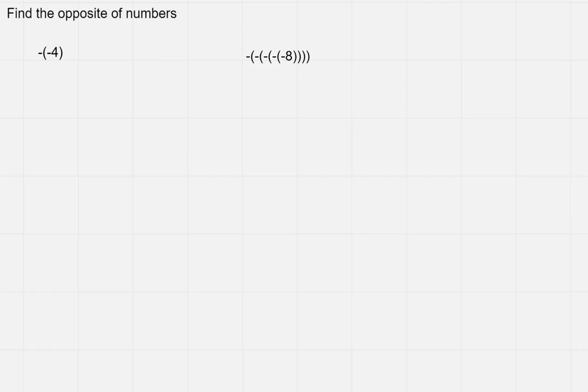We want to look at finding the opposite of a number. So if I were to just say that I have the number 4, and you were looking at 4 on a number line, what is exactly 4 units on the other side of 0? Well, that would be negative 4. So these two numbers are what we call opposites.